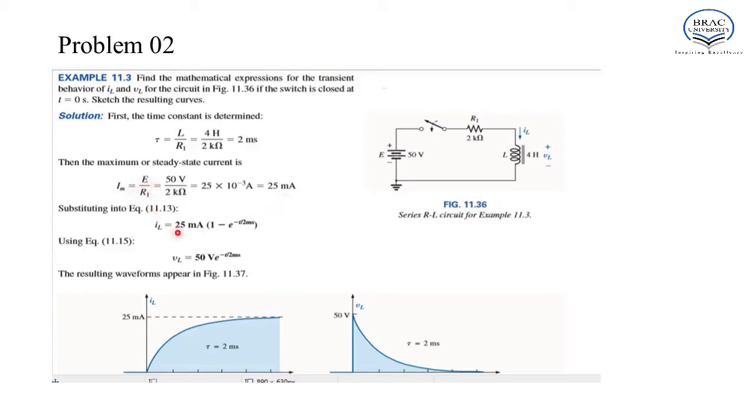Substituting this value in the expression for IL, we can determine that IL equals 25 milliampere times (1 minus e to the power minus t by 2 milliseconds). Then we need to determine the expression for VL as well. VL will be equal to 50 volts times e to the power minus t by 2 milliseconds. And this is how the graph of IL and VL will look like.